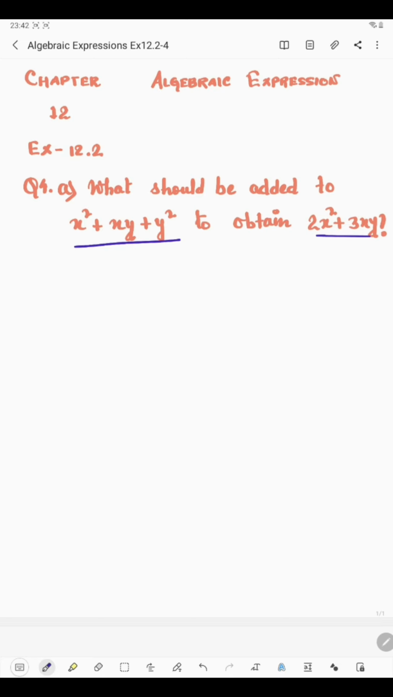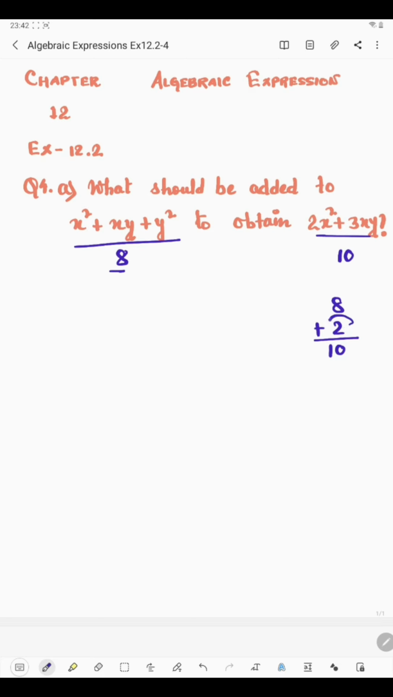Now since in this question only the expressions are given, it's very difficult to understand what we have to do here, addition or subtraction. So in place of this expression, if you consider a number, say 8, and in this expression say 10. Now see, what should be added to 8 to get 10? It's 2. 2 should be added to 8 to get 10.